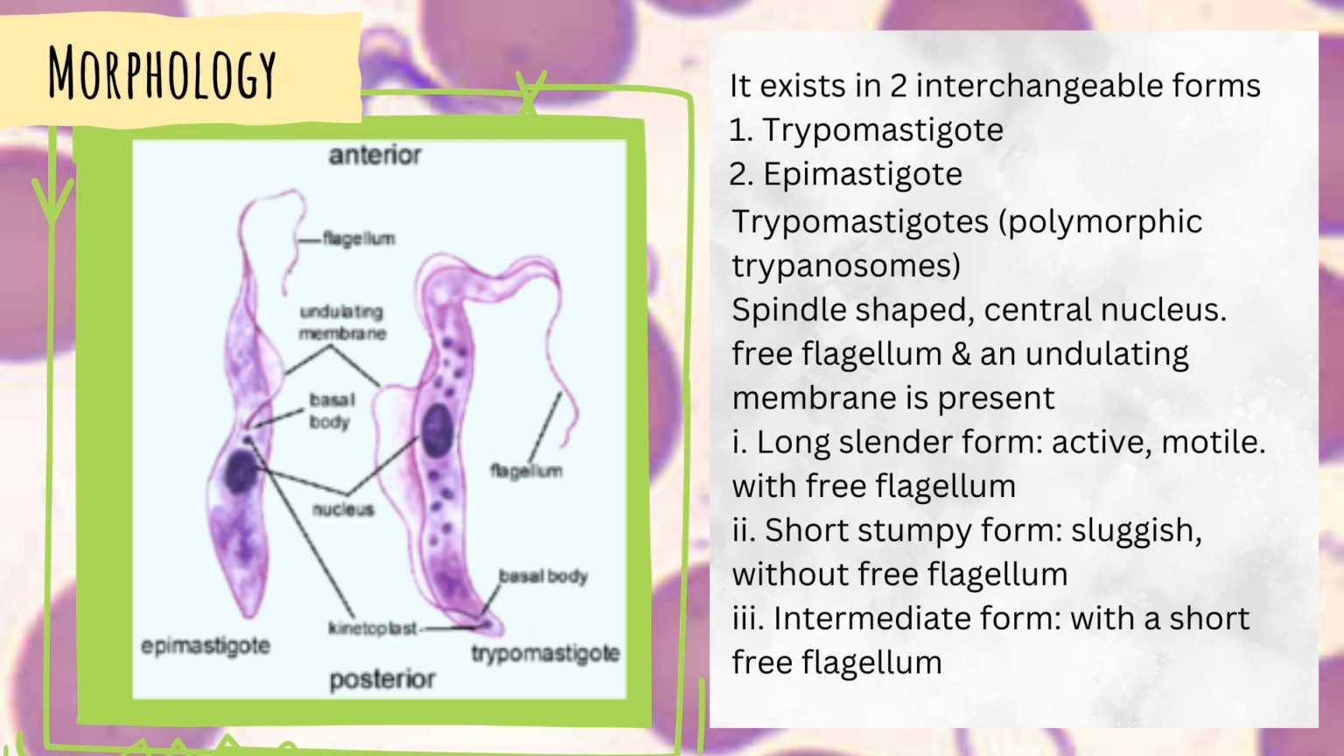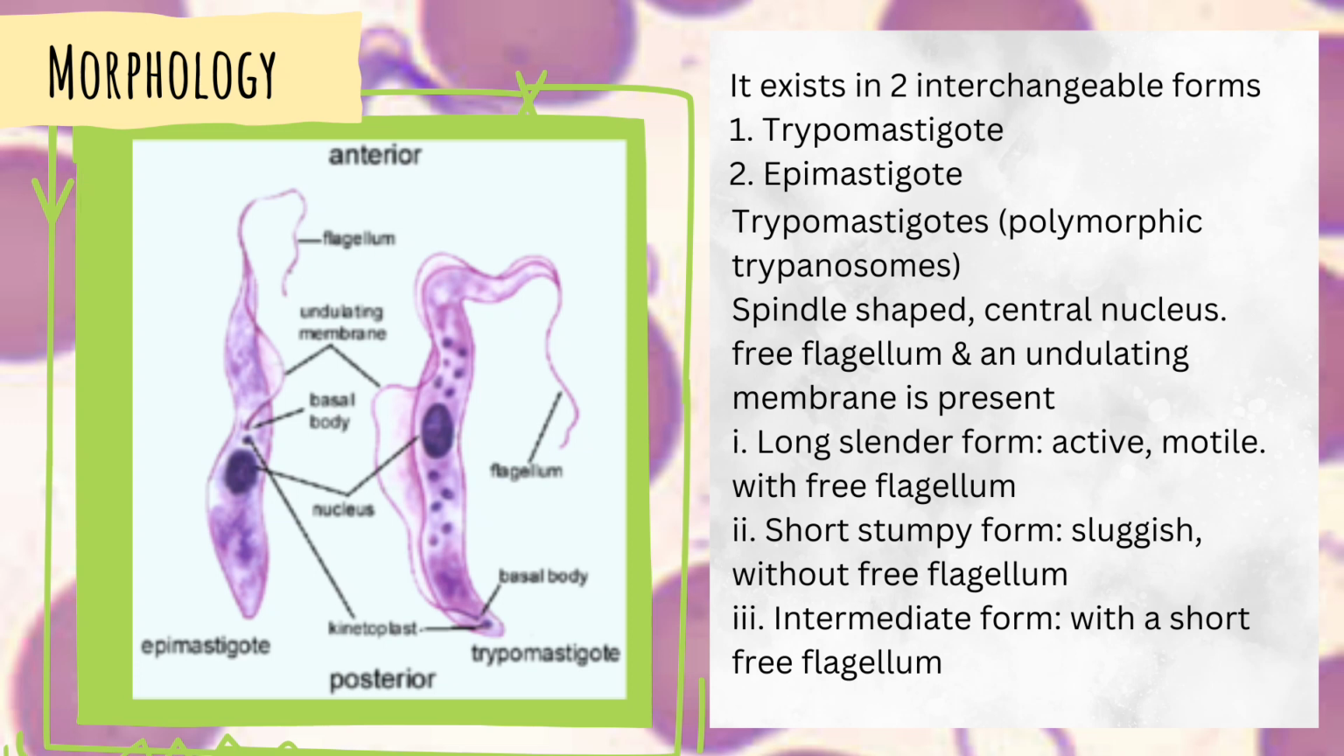So it exists in two interchangeable forms. The first one is the trypomastigote, which is the flagellated stage of trypanosomes, which can be found in the peripheral blood, the lymph tissue space of various organs, and the CNS. And the second one is the epimastigote. This is the replicating form, which can be found in the salivary glands of the vector and culture media. So trypomastigotes, or the polymorphic trypanosomes, have a spindle-shaped central nucleus, a free flagellum, and an undulating membrane is present.